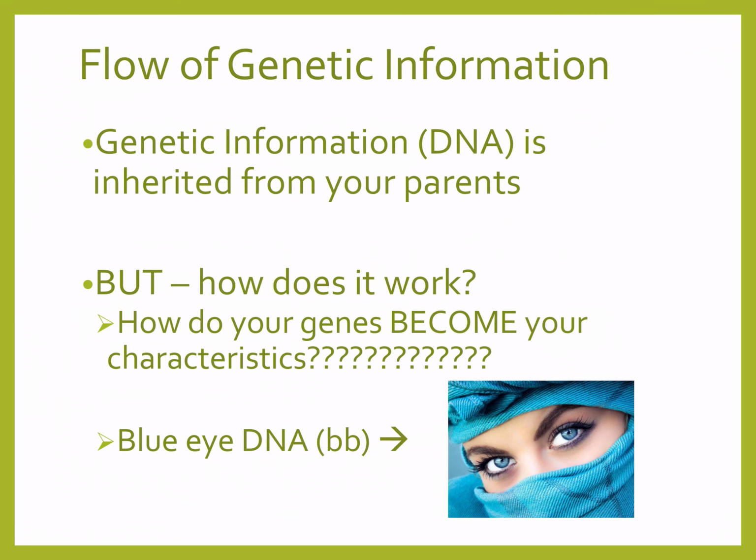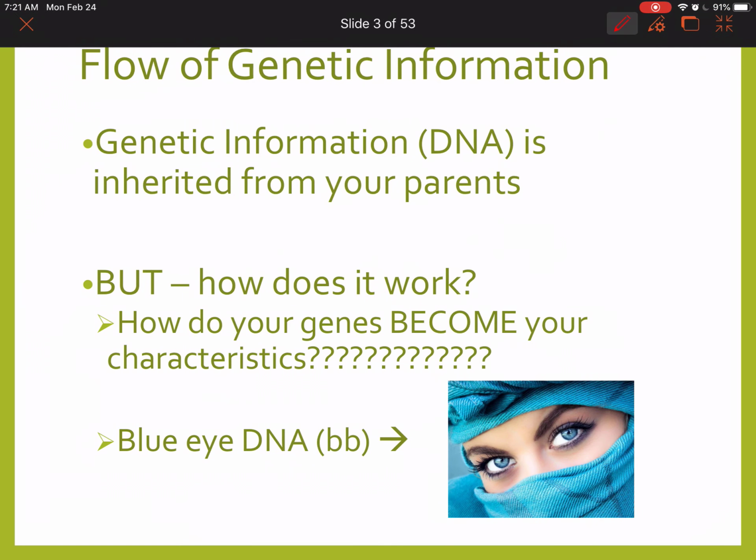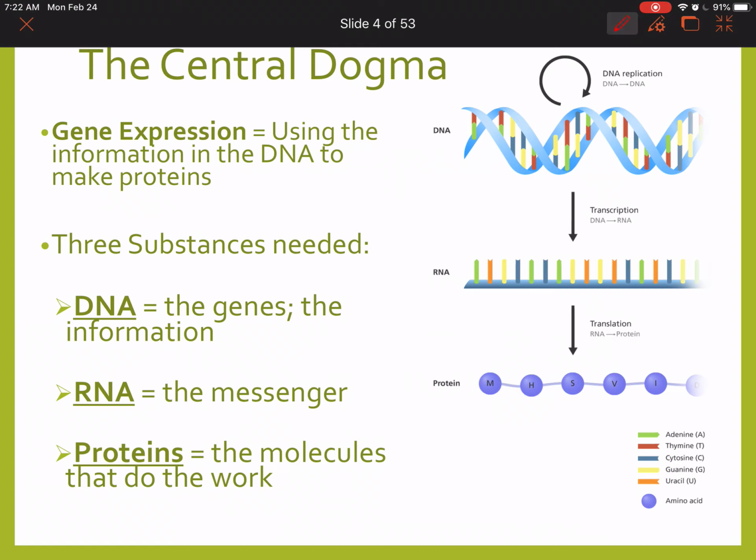So the goal of today is to get from DNA to actually traits. You get the blue eye gene from your parents. How does that actually give you blue eyes? We're going to go through a process to turn that DNA into proteins, and then the proteins will create your traits. That is what's called gene expression. It's using the information in DNA. We're going to need 3 substances: DNA, RNA, and proteins.